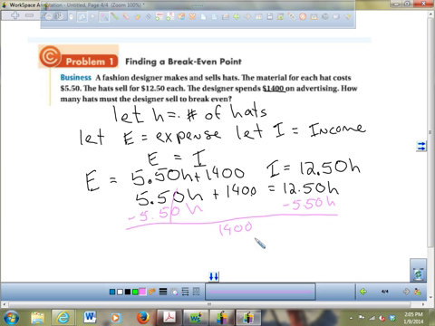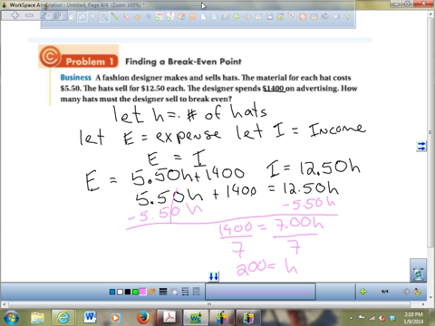1,400 equals 7 times H, just 700, right? Yeah. H. Now what? Divide by 7. Okay, and I get H equals 200. So how many hats do I need to sell to break even? 200 hats. So now I've solved the equation. I've answered the question.